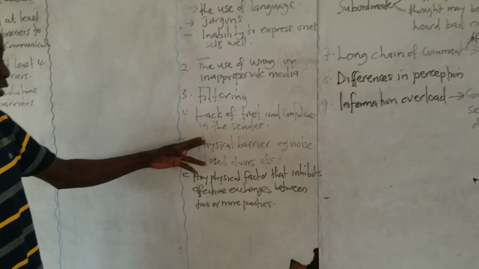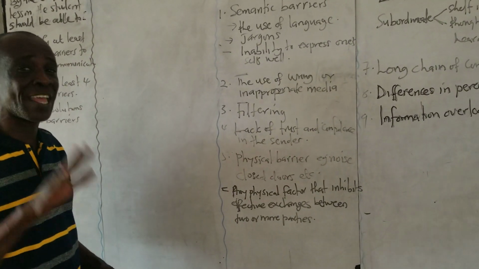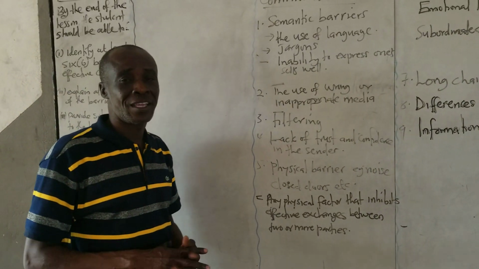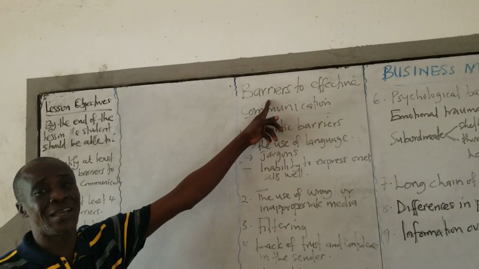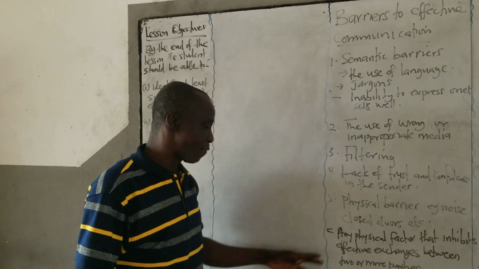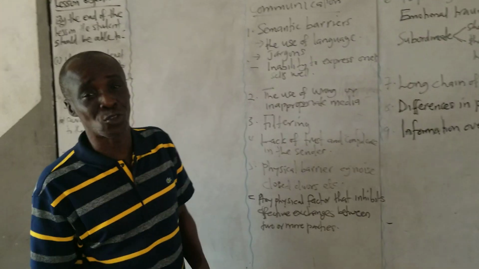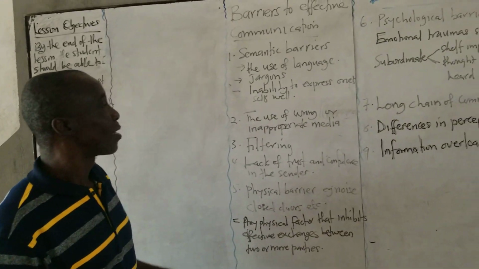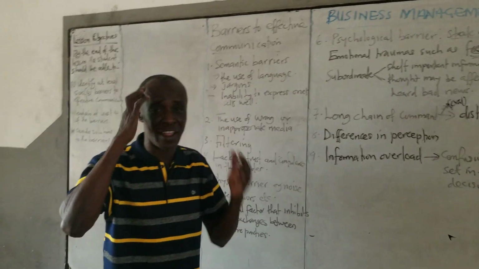barriers to effective communication. So I said physical barriers, and I'm giving examples of that. And I said, when you say physical barrier, it is any factor that inhibits. It inhibits. That is a synonym for barrier. It prevents effective exchanges of information between two or more parties. The next one is psychological barrier.